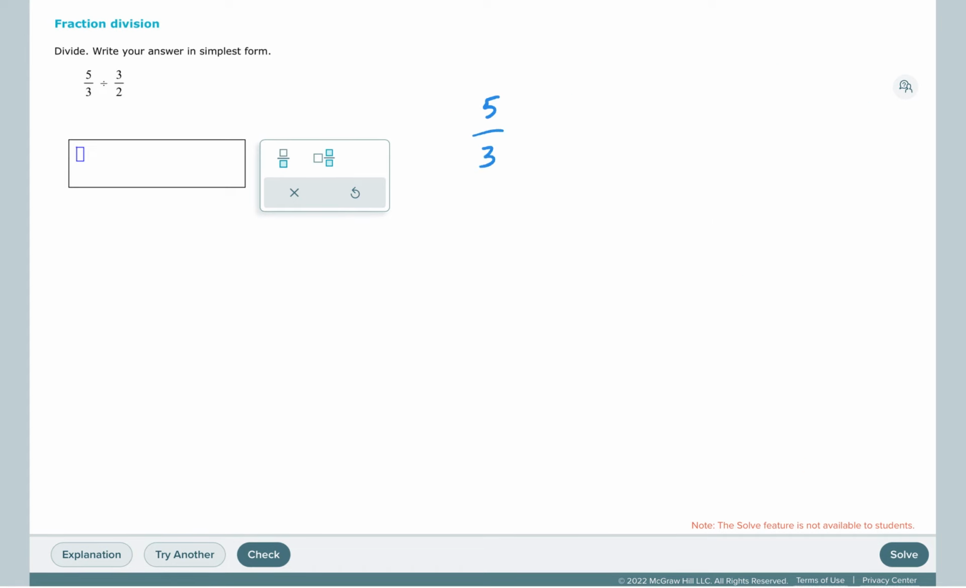And one more problem, 5/3 divided by 3/2. Well, I know that this is really going to be 5/3 times the reciprocal. So when I do that, I have 10 over 9. Change it back to a mixed number. 10 divided by 9 is 1 and 1 leftover. So we're going to have 1 and 1/9.